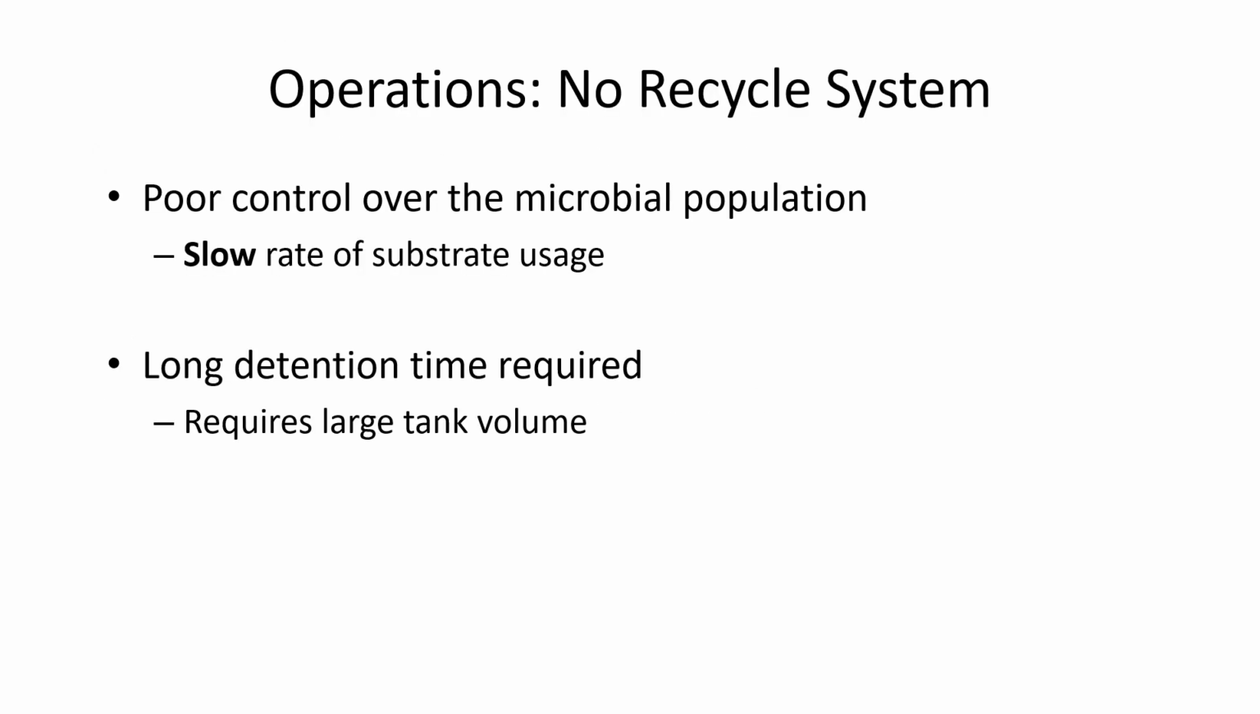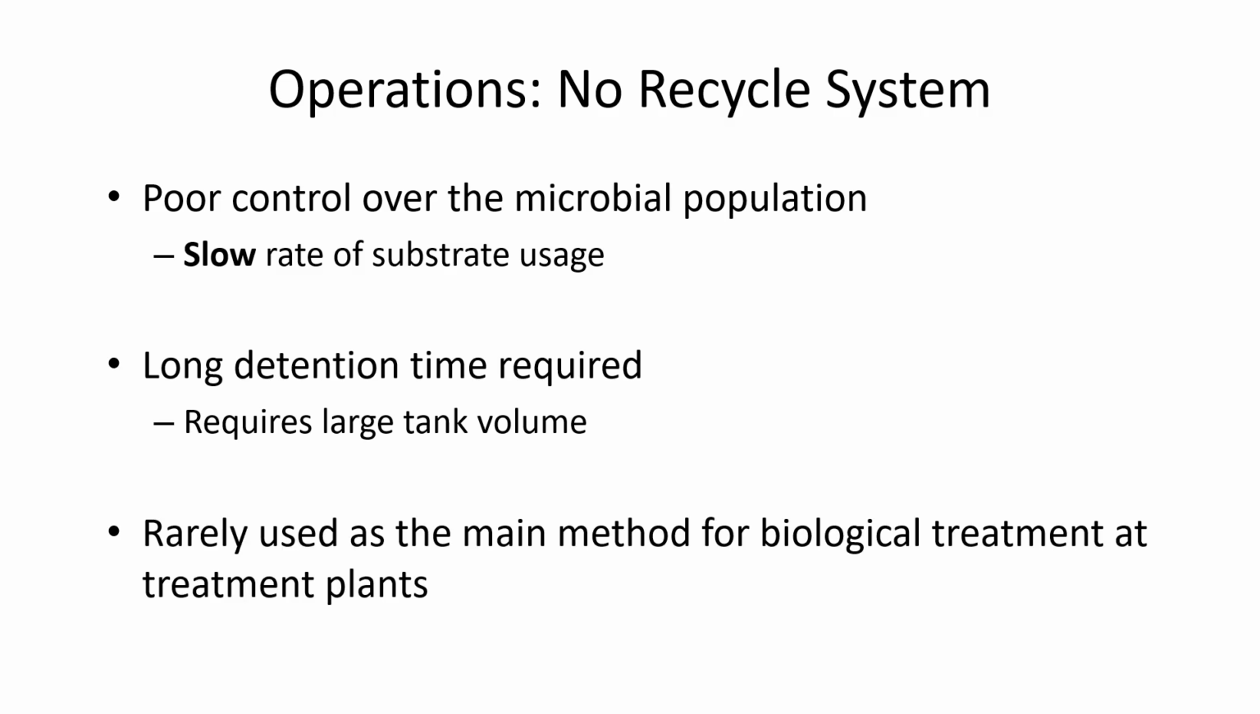And that's because the reason why this isn't done very often is because it gives you poor control over the number of microbes that are in the aeration basin. If you're not recirculating the sludge solids, then the number of microbes that are in there just are a result of the temperature and the wastewater characteristics. We don't have anything that we can do to adjust that. And because of that, things are happening very slowly. And that means that a large tank volume is required. So because of that, it's rarely used as a main method for breaking down the BOD.